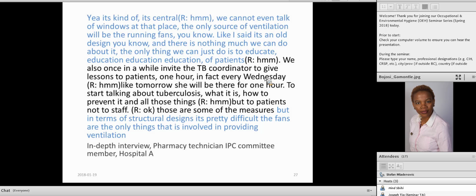So this pharmacy technician says, yeah, it's central, talking about a building here where patients wait for their medications. He says, we cannot even talk of windows at that place. The only source of ventilation will be running fans. Like I said, it's an old design, and there's nothing much we can do about it. The only thing we can do is to just educate, education of patients. Right? Which in the end kind of puts the burden of prevention on patients or even healthcare workers.